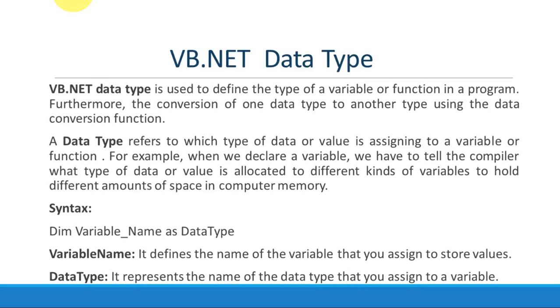Hello students, in this video we are going to discuss VB.NET data types, variables and operators. So let's start with data types. A VB.NET data type is used to define the type of a variable or function in a program.